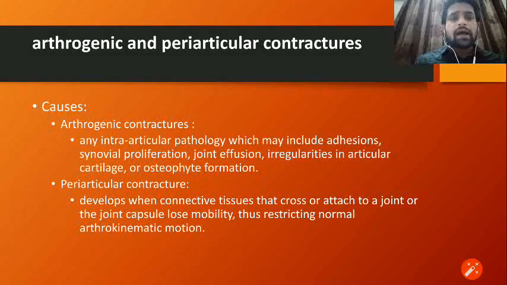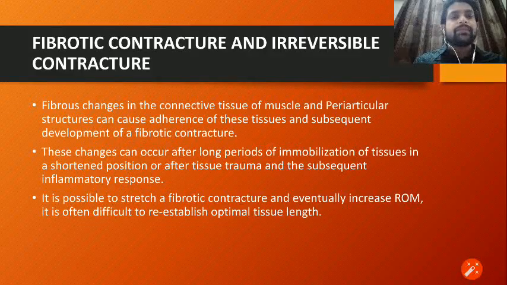Next are arthrogenic and periarticular contractures. Causes of arthrogenic contractures include any intra-articular pathology, which may lead to adhesions, synovial proliferation, joint effusion, irregularities in articular cartilage or osteophyte formation. Then periarticular contractures: it develops when the connective tissue that crosses or attaches to a joint, or the joint capsules, lose mobility, thus restricting the normal arthrokinematic motion.